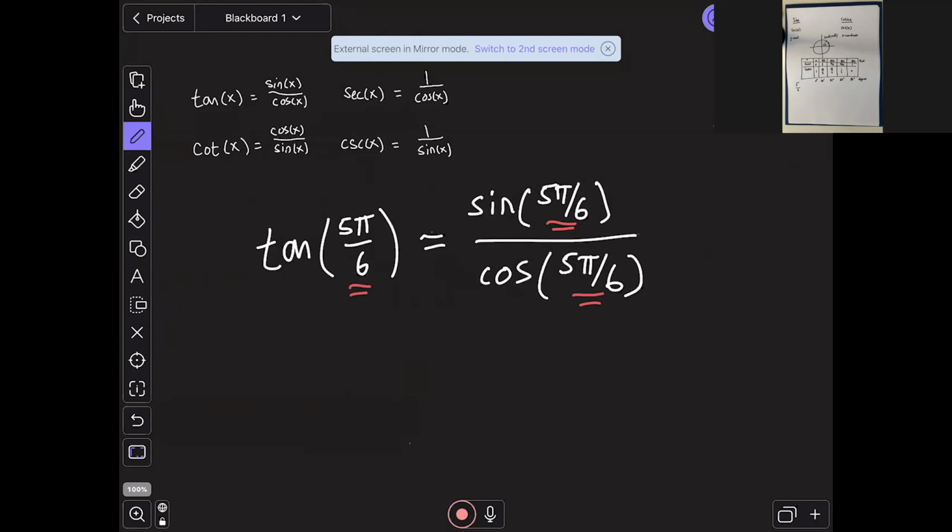So I want to think about this for a second, and let's see if we can remember how to evaluate this. How do I evaluate sine of 5 pi over 6 and cosine of 5 pi over 6? Any ideas out there?